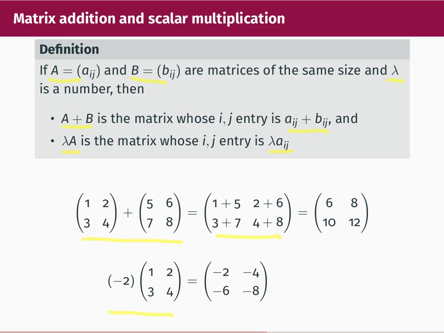We're multiplying the matrix 1, 2, 3, 4 by the scalar minus 2, and to work that out you just multiply each entry of the matrix by that scalar minus 2. So the result will be minus 2 times 1, minus 2 times 2, and then on the next row minus 2 times 3 and minus 2 times 4. So those two operations are called matrix addition and matrix scalar multiplication.